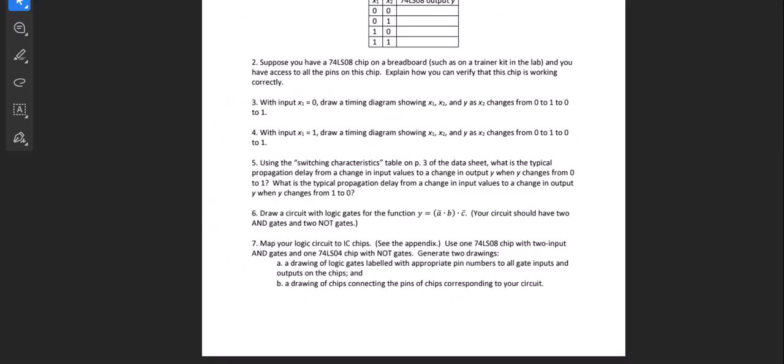Okay, and then it says draw a circuit with logic gates for that function. Your circuit should have 2 AND gates and 2 NOT gates. Let's do one with 2 OR gates and 2 NOT gates.